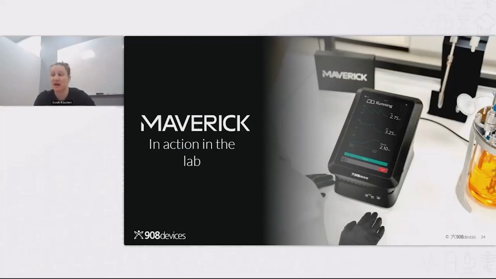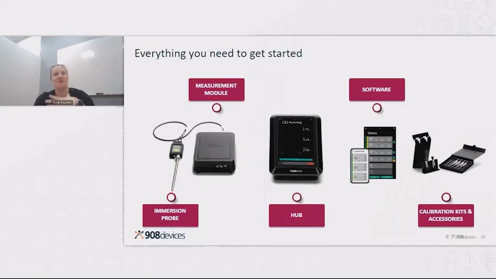But what I want to do now is talk a little bit about how MAVERICK translates directly into the lab and can be incredibly user-friendly for cell culture scientists such as myself. So first off, there's really only 5 essentials you need to get started. We have the immersion probe, which is what's going to sit in the bioreactor itself. We have the measurement module. We have the hub, which is what's going to actually display the data on the screen, the software, and the calibration kits and accessories.